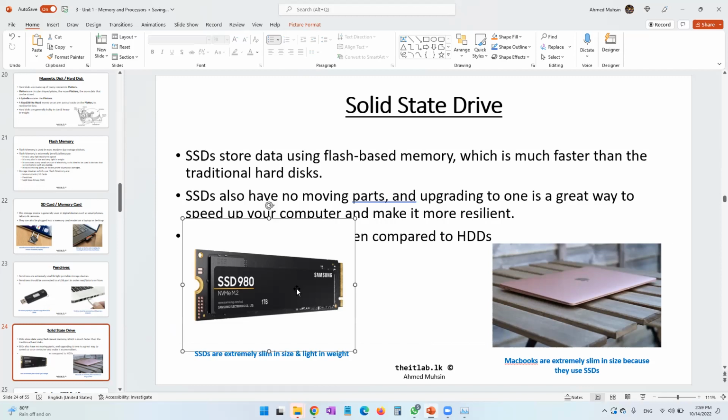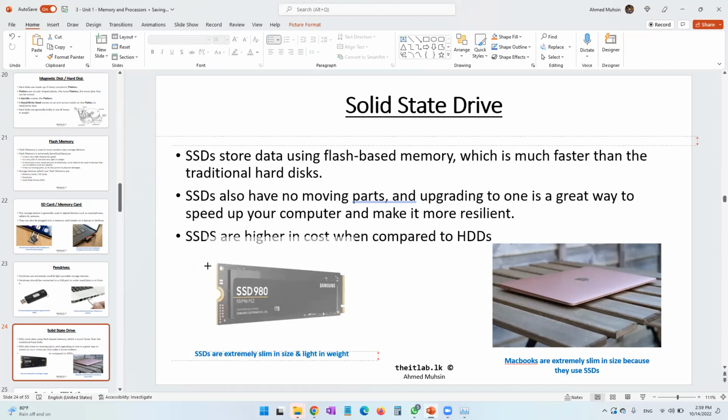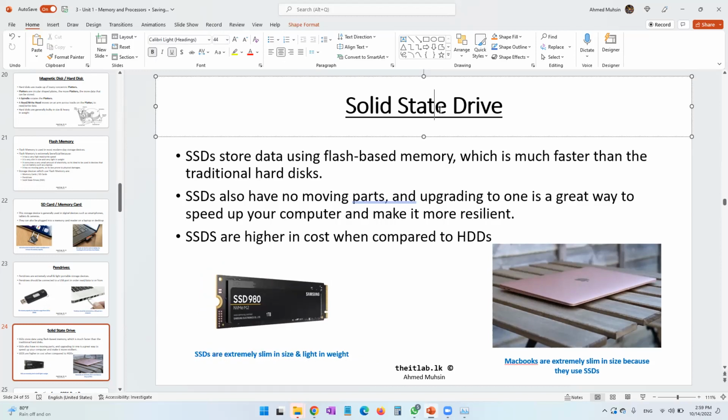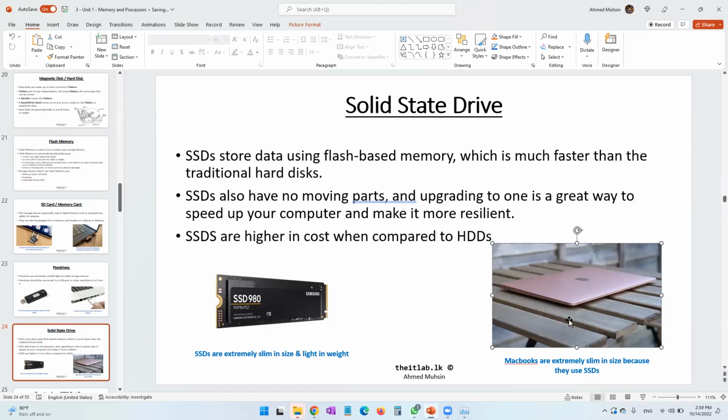I think this image is blocking it a little bit. So one major disadvantage of a solid state drive is it's much more expensive when compared to a hard disk drive. SSDs are extremely slim in size and light in weight. For example, if you look at this MacBook, the reason this MacBook is so light and so slim is because they are using an SSD, a solid state drive.